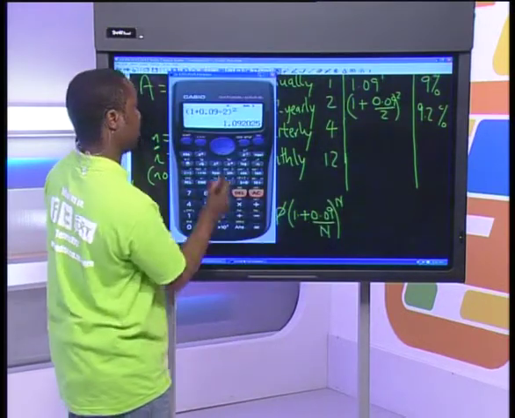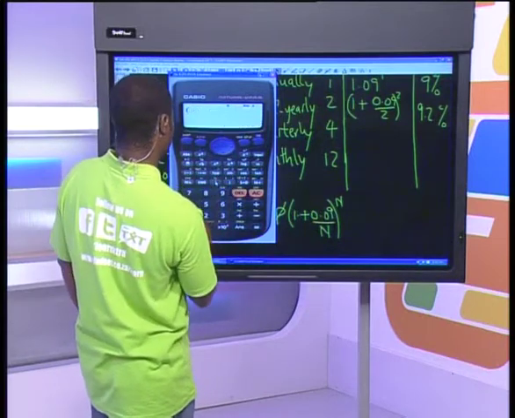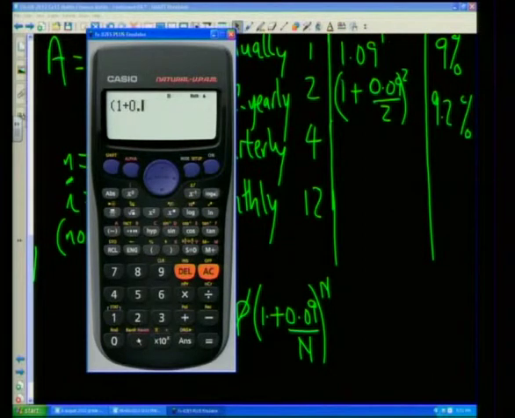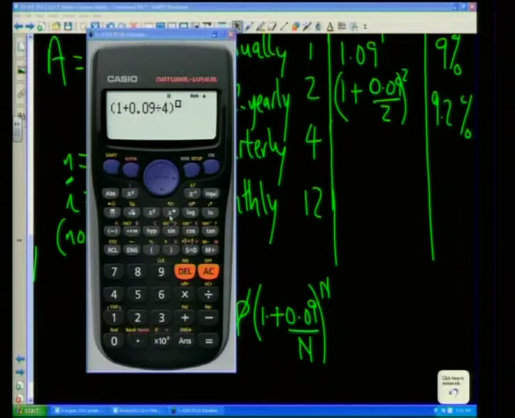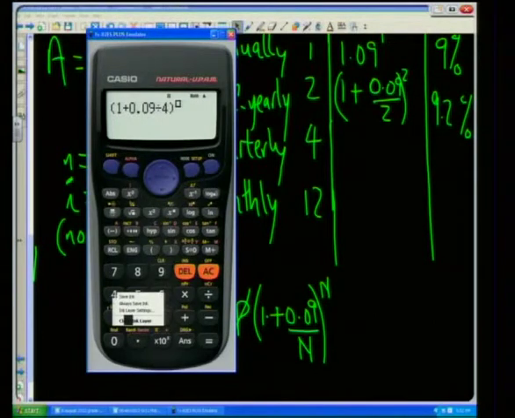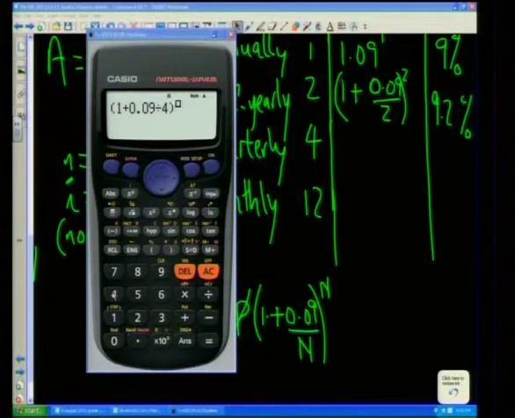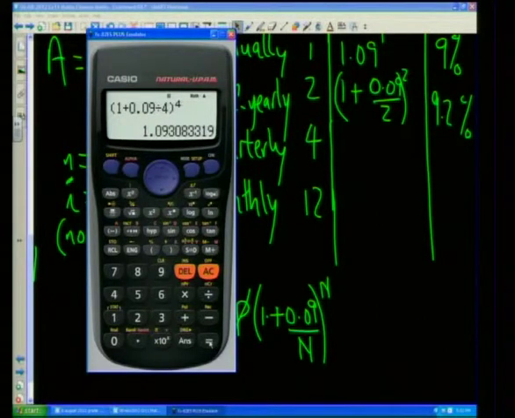If I then go and use 4 in the place of 2, let's see what I get. It will be a different value. It's going to be 1 plus 0.09 divided by 4, because I'm on 4 compoundings now, and I close that and raise it to the exponent 4. And what does it give me? It gives me 1.0930.